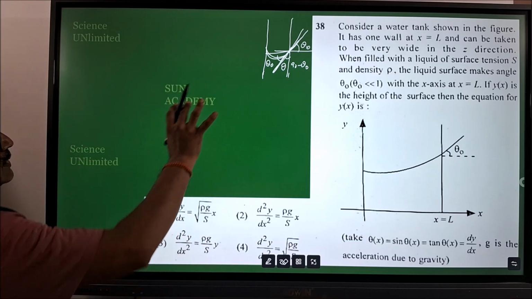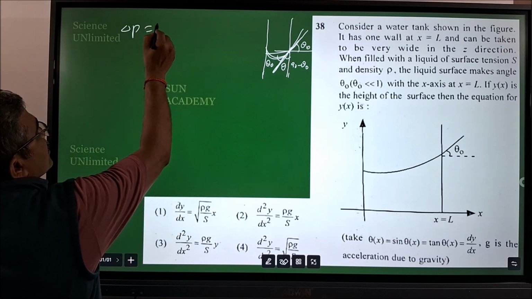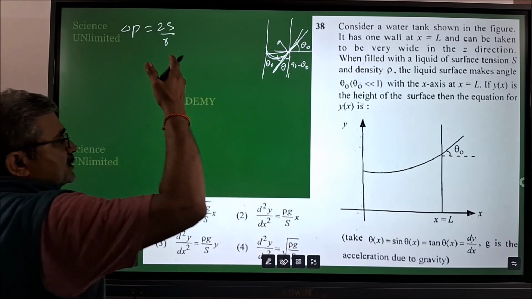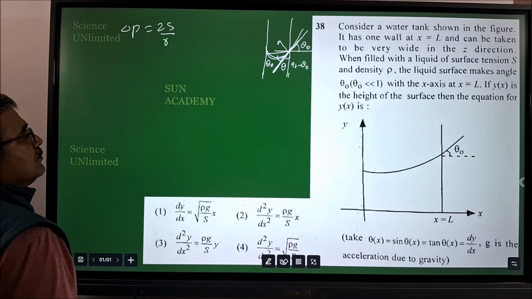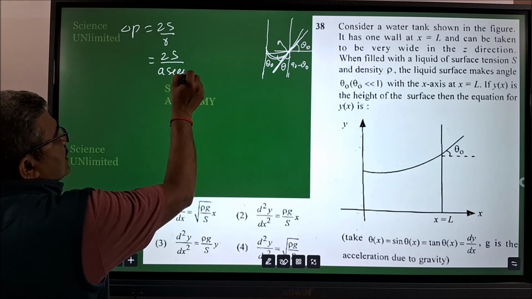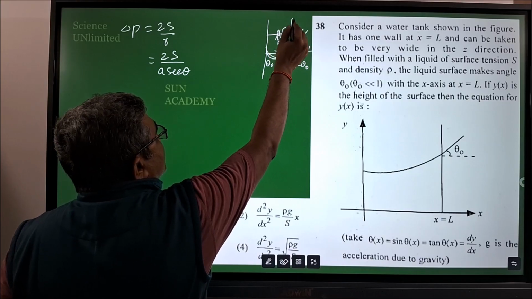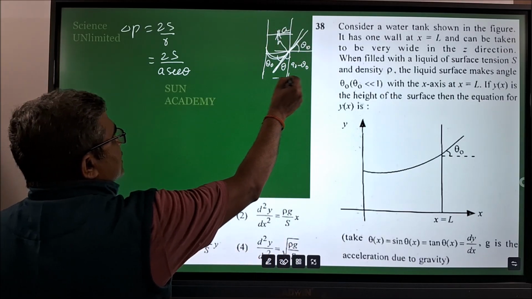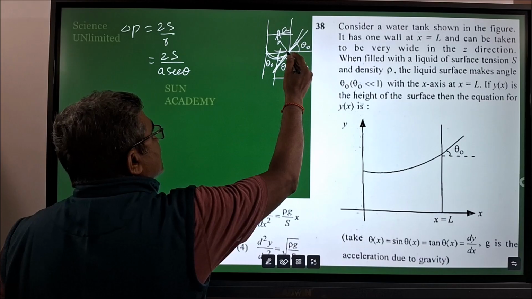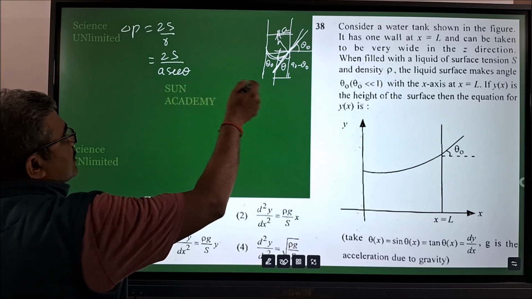The formula given for the change in pressure at the edges is delta P equal to 2S by r, where r is the radius of that spherical surface, and further it is written with a secant theta, where a is the radius of the test tube. That means it is the horizontal distance from the wall. So 2S by a secant theta, if you consider the whole length, it will be 2a secant theta.